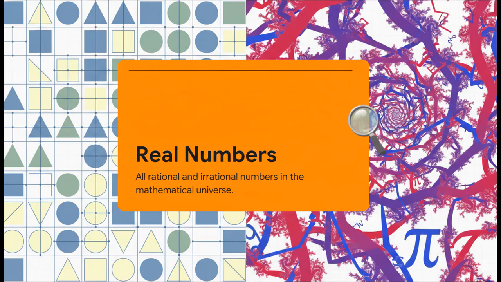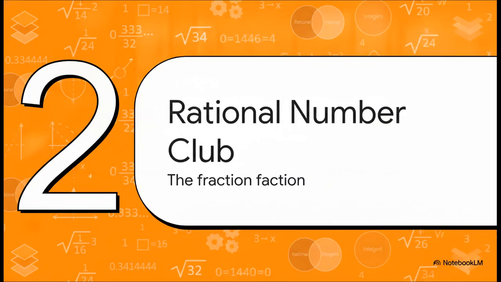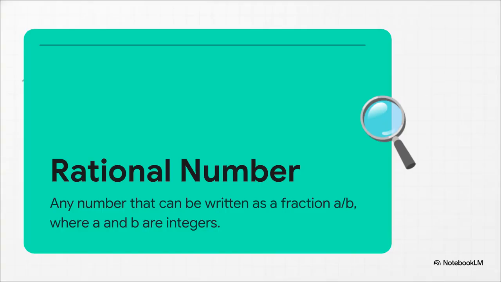And this huge overarching group is split into two very distinct rival camps. We're talking two groups with entirely opposite traits. On one side, you've got the strict rule followers, and on the other, the rule breakers. Let's meet the first group. Section 2, the rational number club. Welcome to what I like to call the fraction faction. These are the highly predictable, rule-following rational numbers.